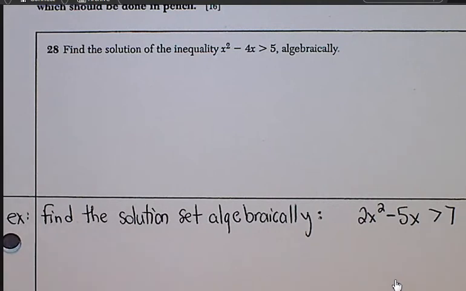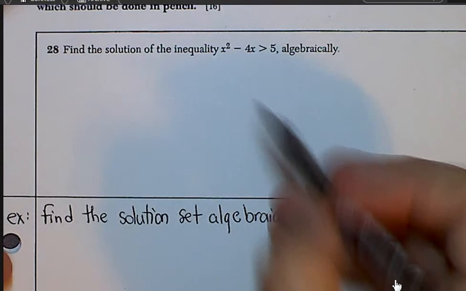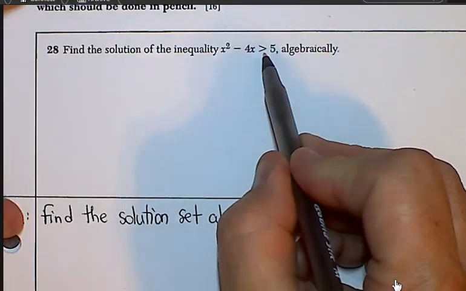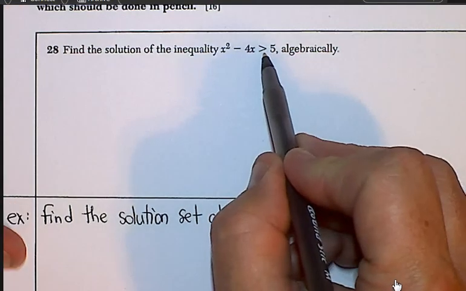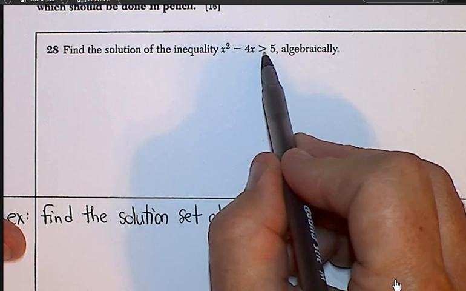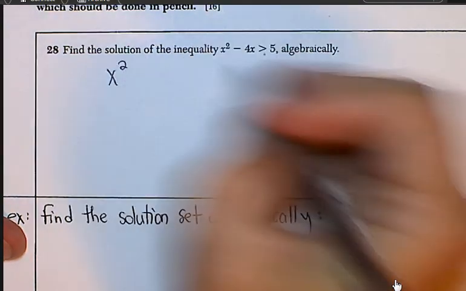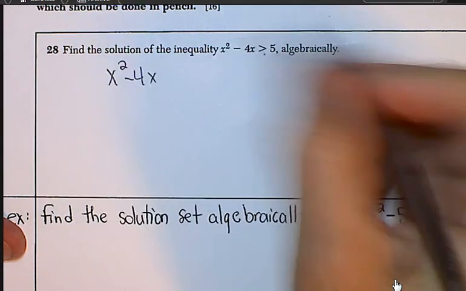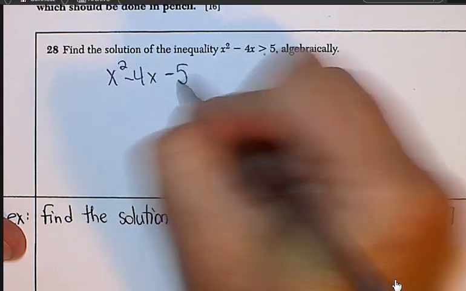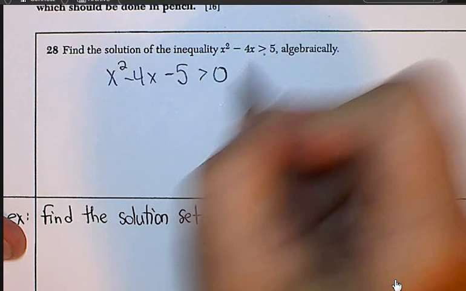Okay, when solving a quadratic inequality, what we're going to do is solve this as if this was an equal sign to start. So we have x squared minus 4x, I'm going to subtract 5 from both sides, is greater than 0. And again, pretend that's an equal sign as you go through this.